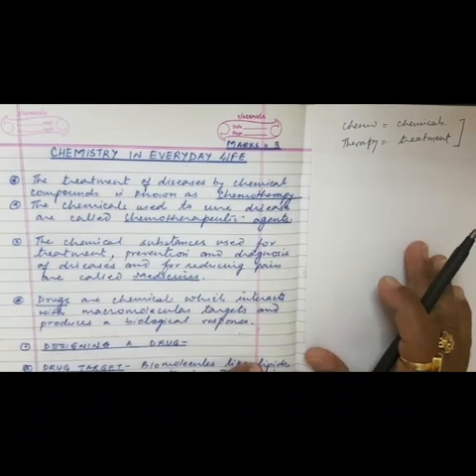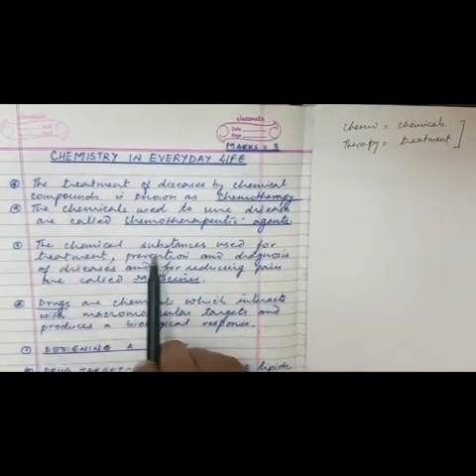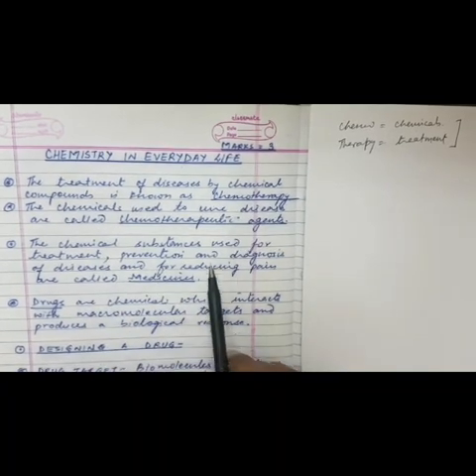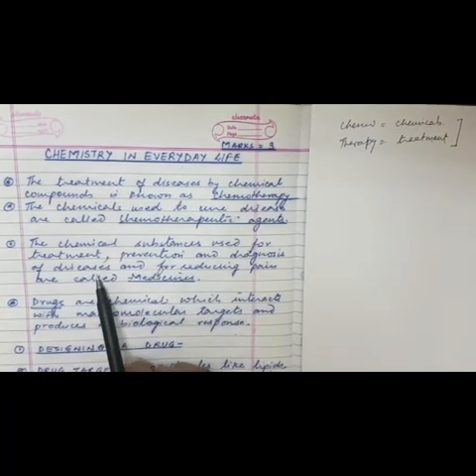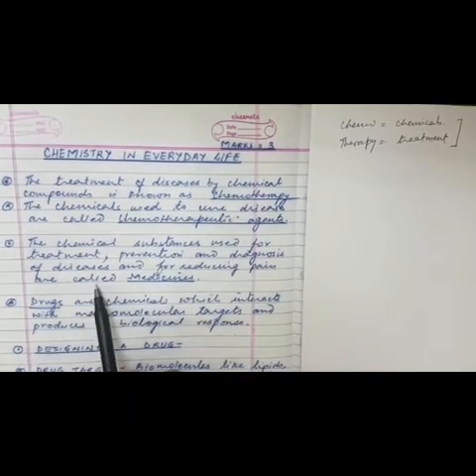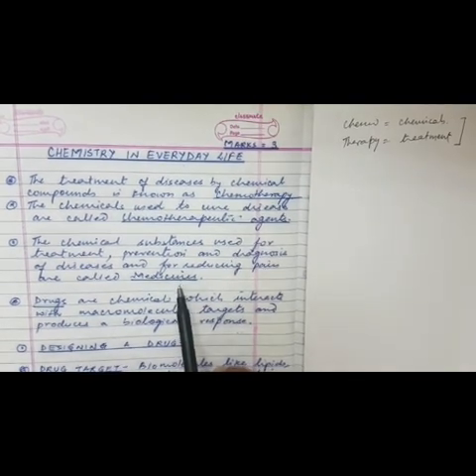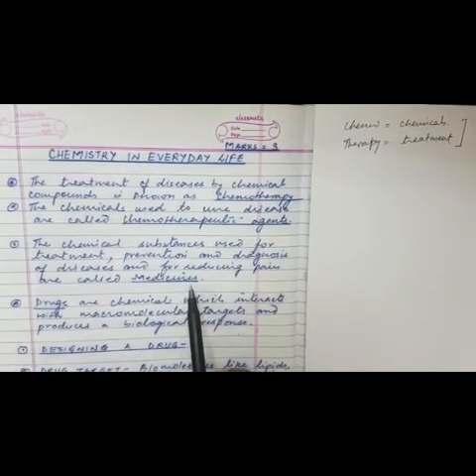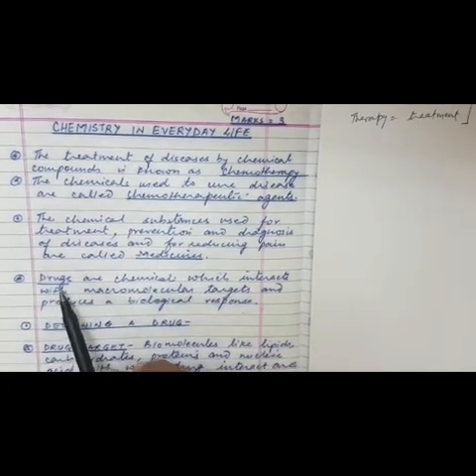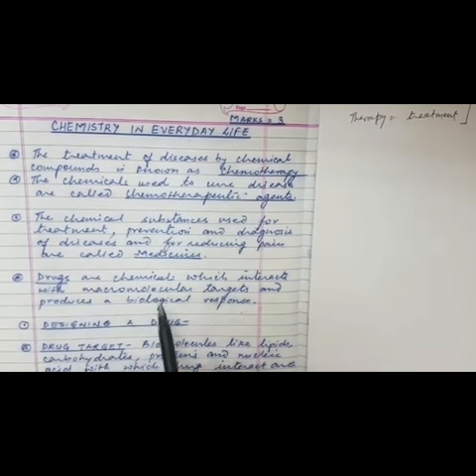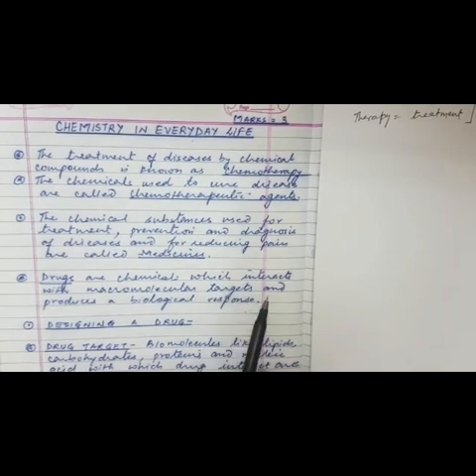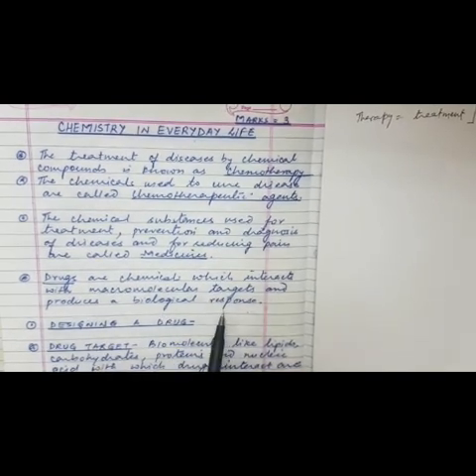Drugs and medicines. The chemical substances which are used for treatment, prevention and diagnosis of diseases and for reducing pain in the body are called medicines. These medicines have mainly a positive impact on the body. Whereas drugs are the chemicals which interact with macromolecular targets and produce a biological response.